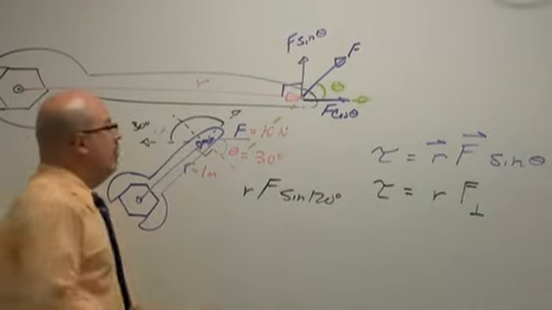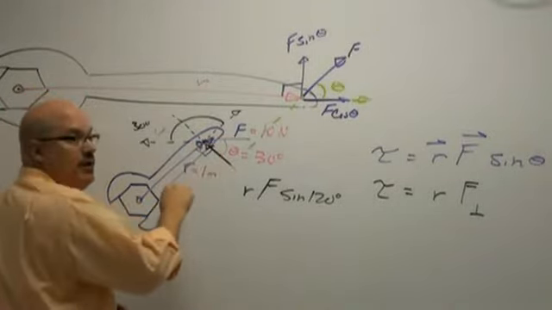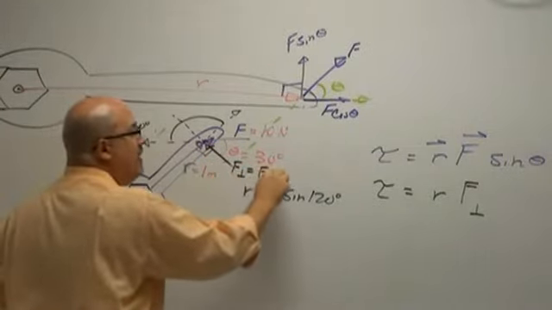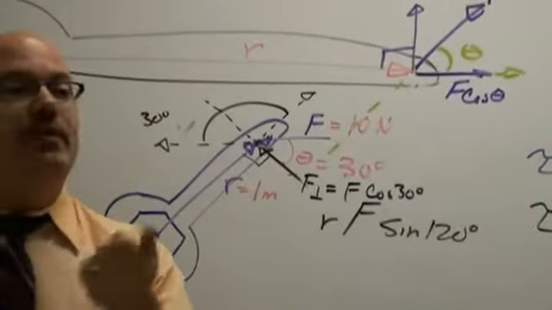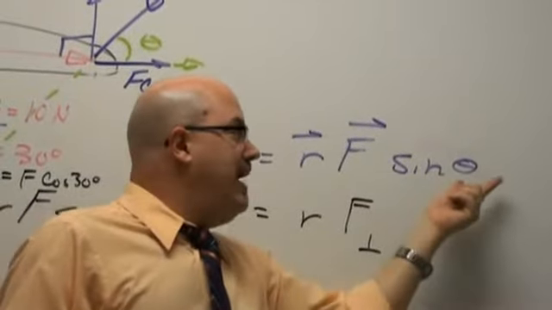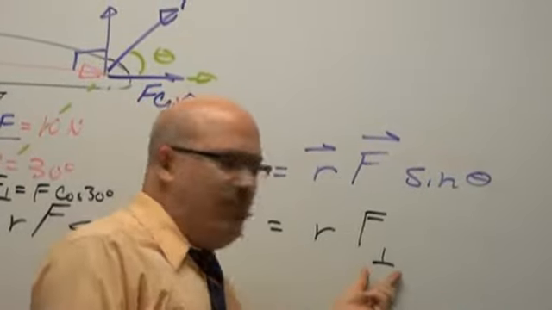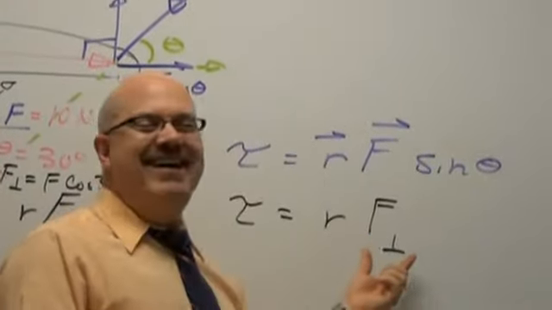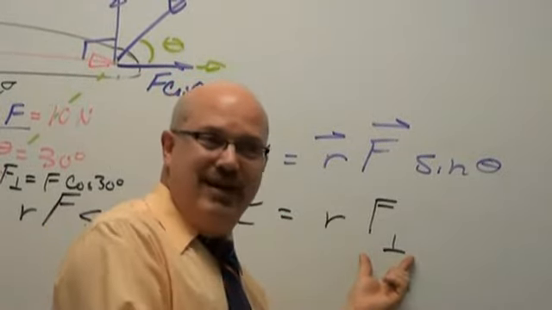What I really want is the perpendicular part of the force, which is this part right here. So the perpendicular part of the force, F perpendicular, would have been F times cosine of 30 degrees. So you don't always have to use the angle they give you. You can find the proper angle if you like. If there is a convenient angle to find the perpendicular portion of the force, then just use it.